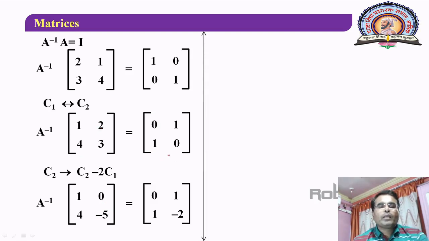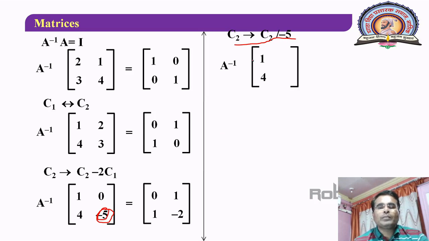Then next we have to consider reduction of this element to 1. If you want to make this element 1, then what do we have to do? Divide by minus 5. So your next operation is C2 is considered as C2 divided by minus 5. So what happens? A inverse into the first column 1, 4 remains as it is, but in the second column 0 by minus 5 is 0, and minus 5 by minus 5 is 1. The same thing happens on the right hand side also. First column, that is 0, 1, as it is, and here we have to divide by minus 5.